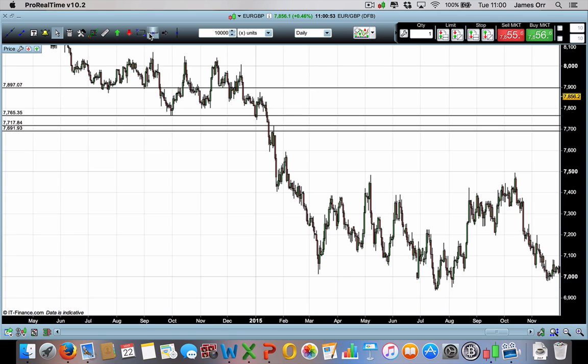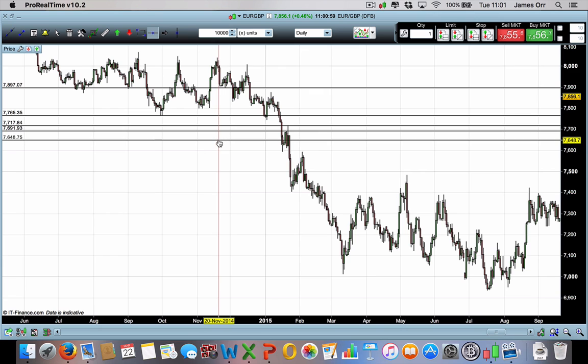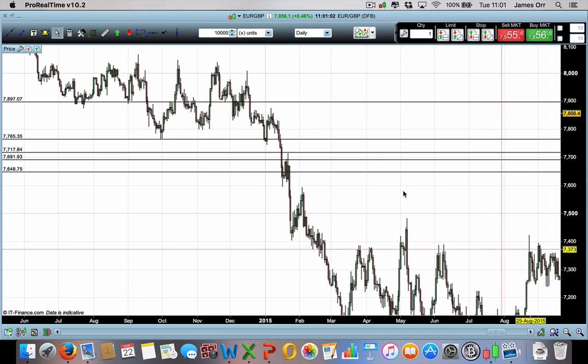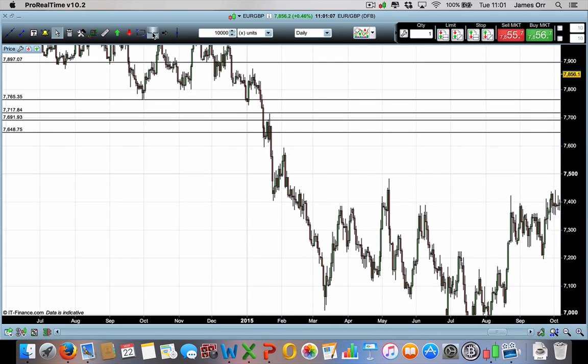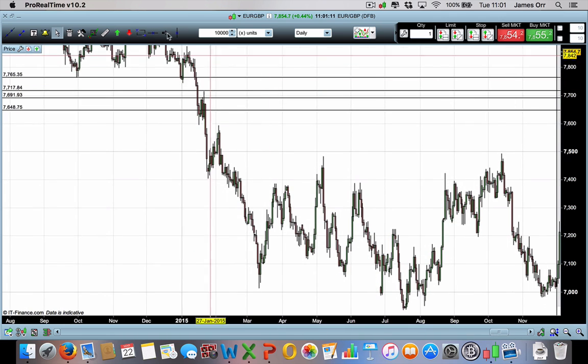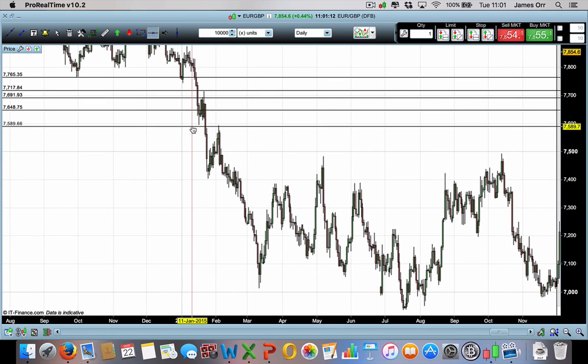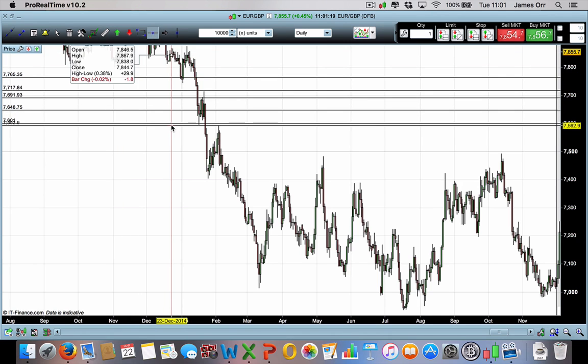All I'm doing is picking out the main ones. I won't pick out them all, to be honest. Let me just make this a little bit bigger. It's a little bit difficult to see some of these. I'm just picking out the main ones.